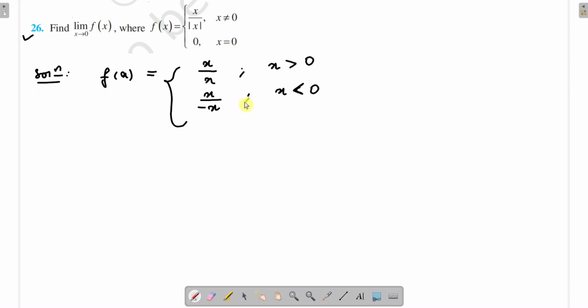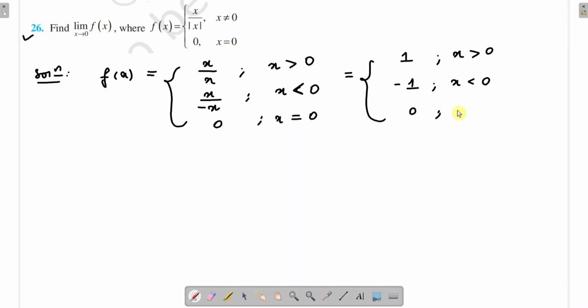right, and 0 when x is equal to 0. So this f(x) now will be 1 when x is greater than 0, minus 1 when x is less than 0, 0 when x is equal to 0. Again you can see 0 is the breaking point of the function f(x). So left hand limit, right hand limit we have to calculate.